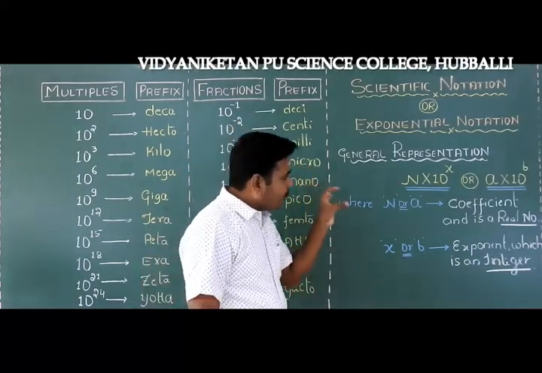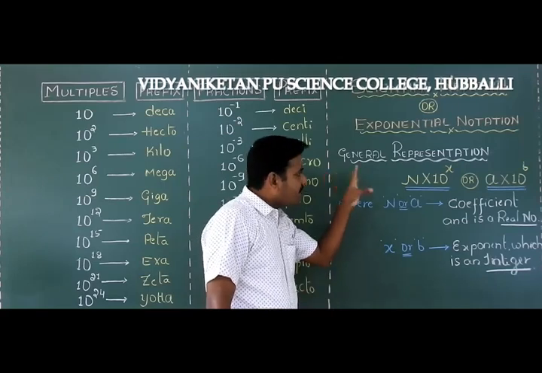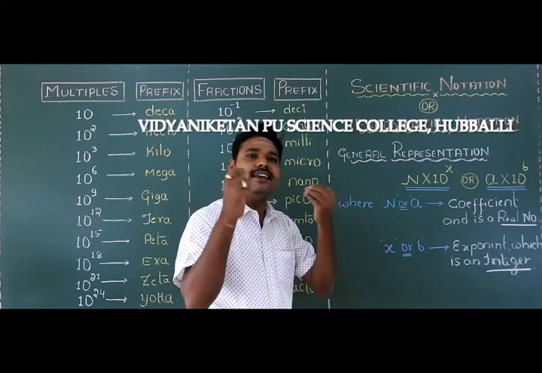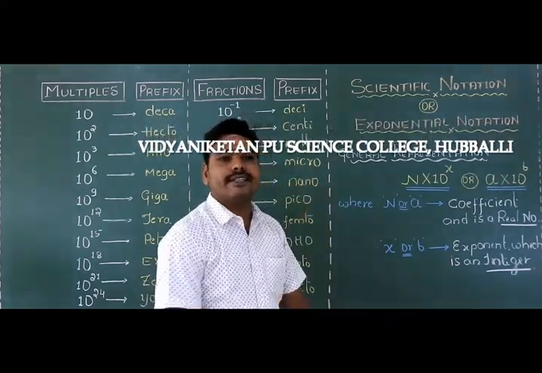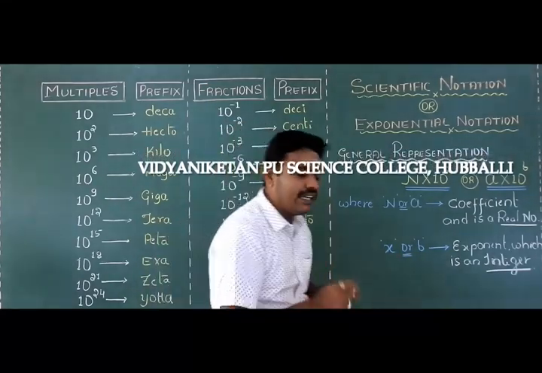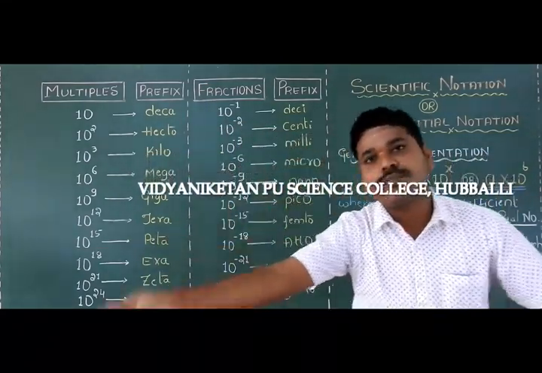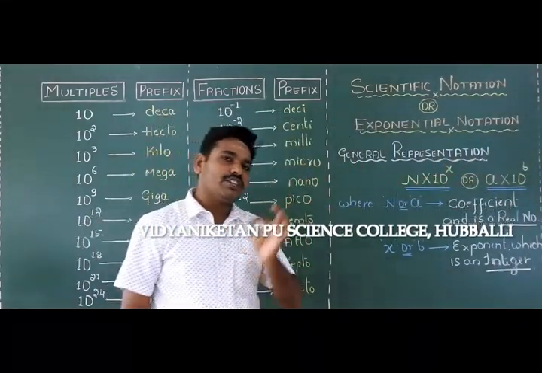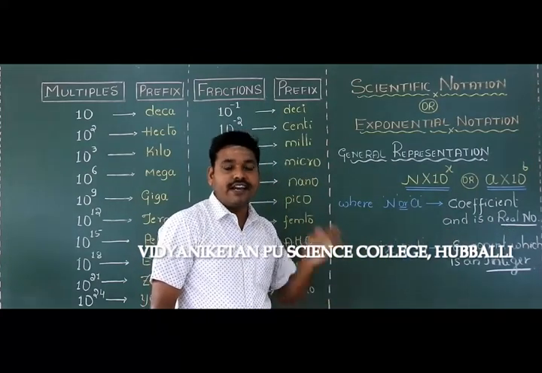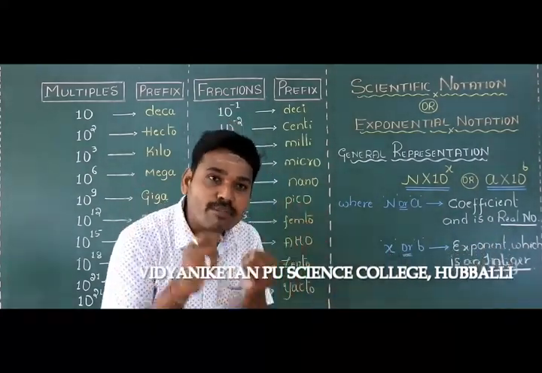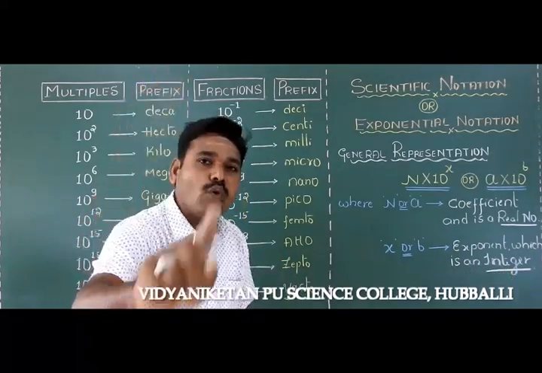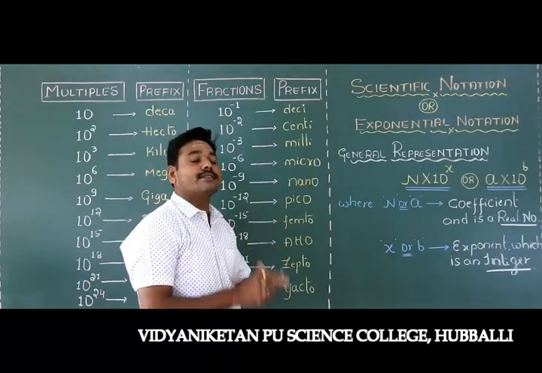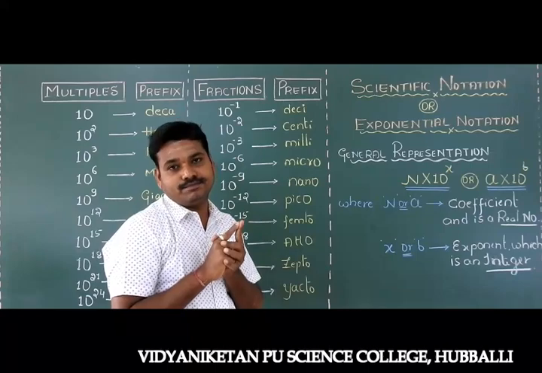With this general representation explanation, let us discuss how to write a small number in scientific notation, and how to write a very large number in scientific notation, students. While writing the scientific notation for a very large number or a very small number, always count the number of digits and then shift the decimal point, students. Listen to this important point carefully.